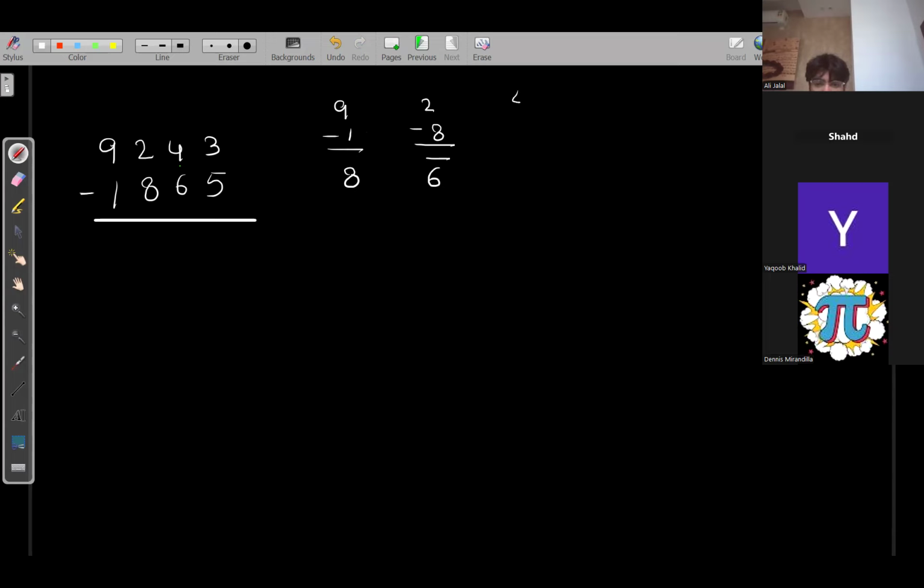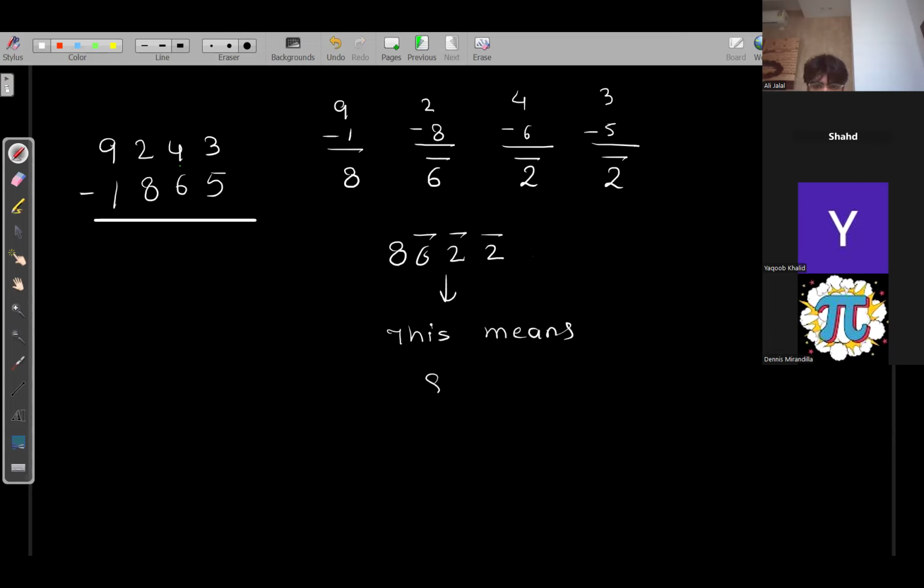Wait. We will do it with a method. I know you will have an answer because I'm explaining the negative method. So this is bar 2, negative 2, correct? And this is 3 minus 5, this is bar, negative 2. So basically you have 8 bar 6 bar 2 bar 2. Now what is the meaning? This means 8,000 minus 622. Now what is the answer here? 1 less than 8 is 7. 6 combination is 7, 378. That's the answer. Getting it, everybody?